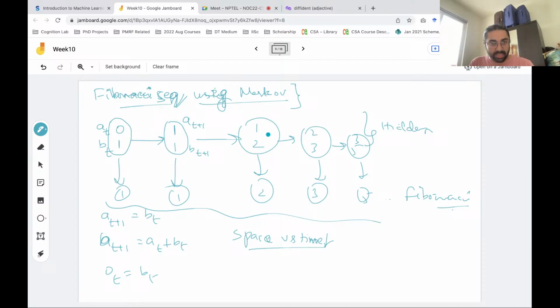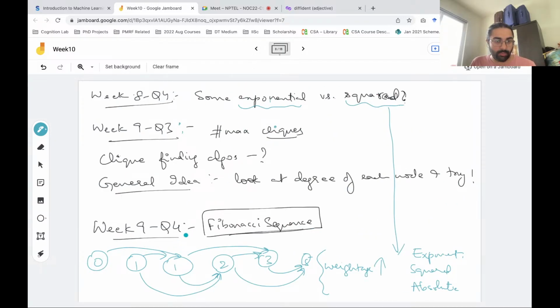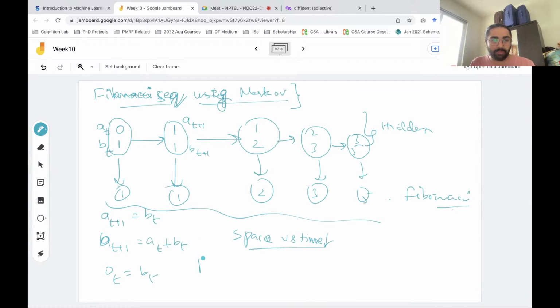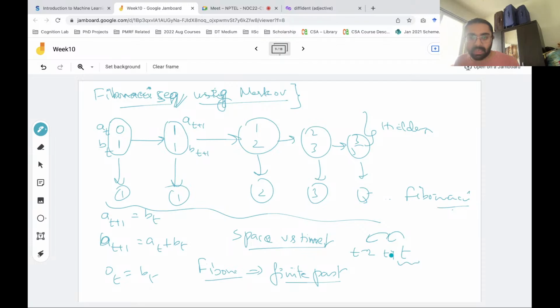So the idea here is that your Fibonacci sequence is actually a finite past dependence issue. Your current time depends on a finite past. If I know t minus 2 and t minus 1, I can find t easily. So all of these finite past dependence problems can be subsumed under this Markov assumption by taking all the states into the state. It's the biggest power of Markov models.